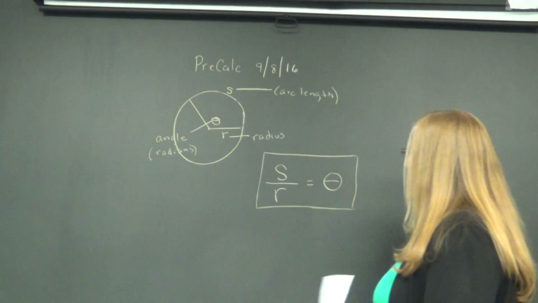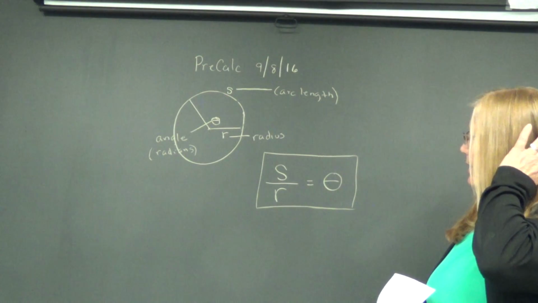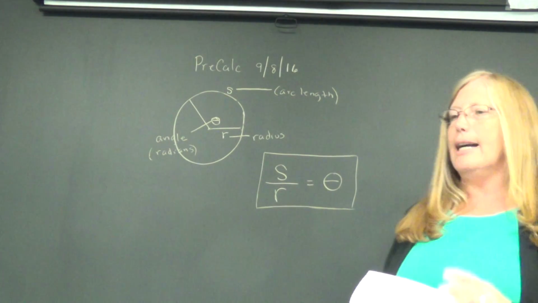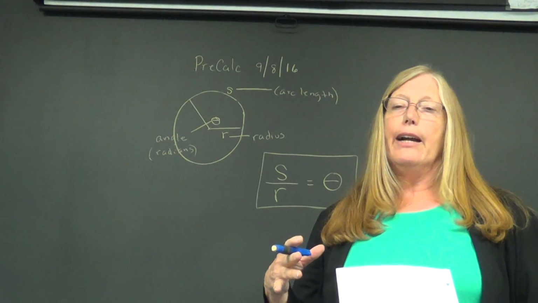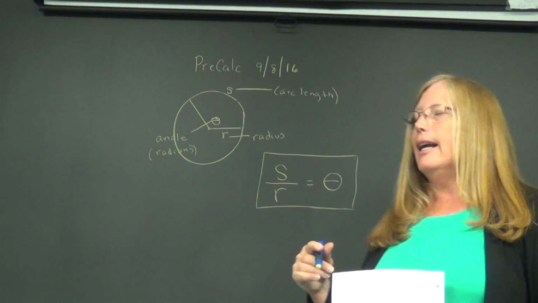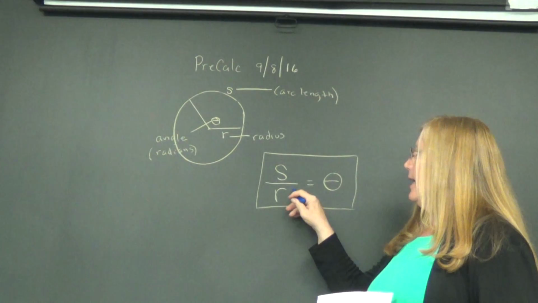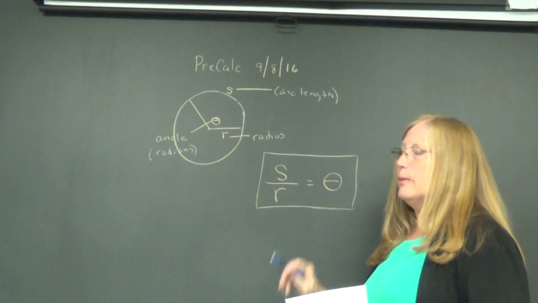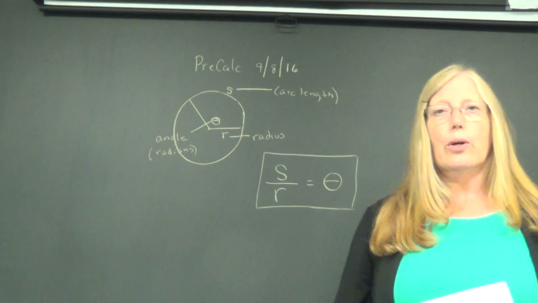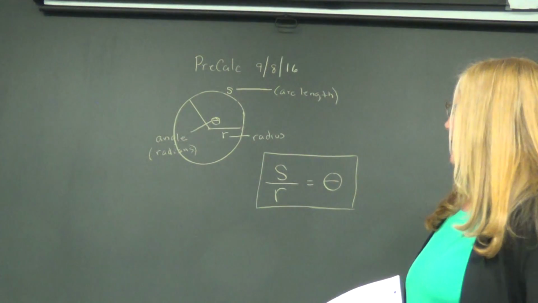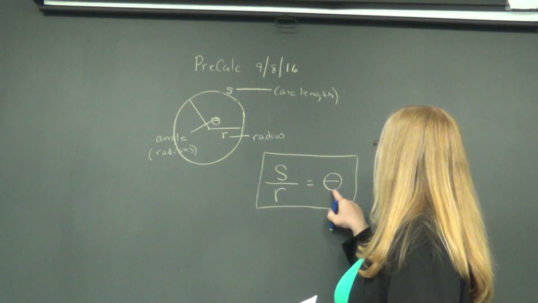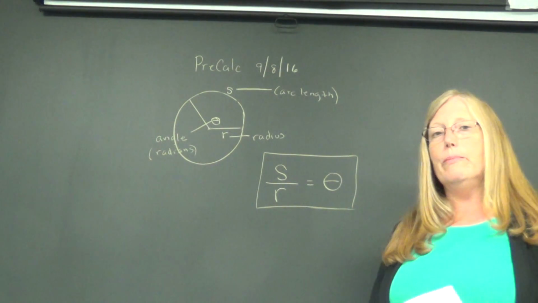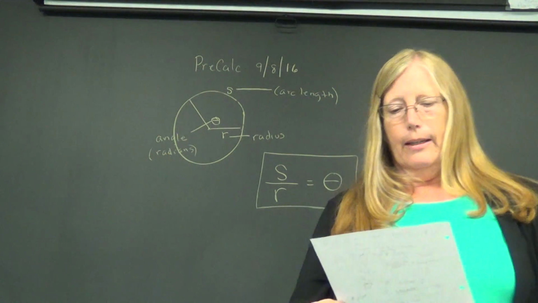In your comp books, I need you to start a section toward the back for formulas. Count about 5 pages from the back and title it Formulas, and S over R equals theta is your first one. Put that in there and indicate that S is arc length, R is radius, and theta is the angle measured in radians.